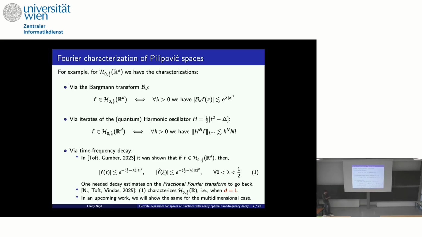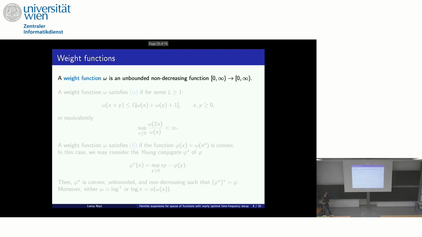So first, I want to weigh time-frequency decay, but also these Hermite coefficients, in a uniform way. And remember, like I said before, this is very closely related to ultradifferentiability and the theory there. So we use some tools from there. Here I will just say a weight function omega is an unbounded, non-decreasing function from 0 to infinity to 0 to infinity. And then I want to impose at least as few conditions as possible.